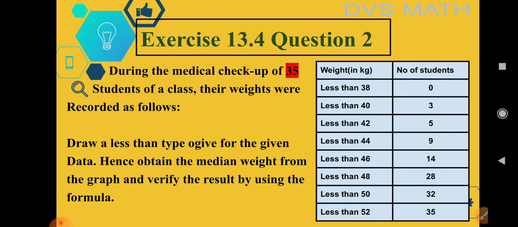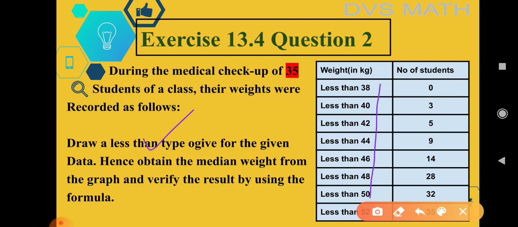At that time, you have to observe whether the given frequency is CF or not. Observe here, as we all know, less than type ogive will use the upper limits. These are all upper limits. They are given in the question itself. It's mentioned less than 38, less than 40. The word is mentioned, so this is less than type ogive only. So these are all 38, 40, 42.